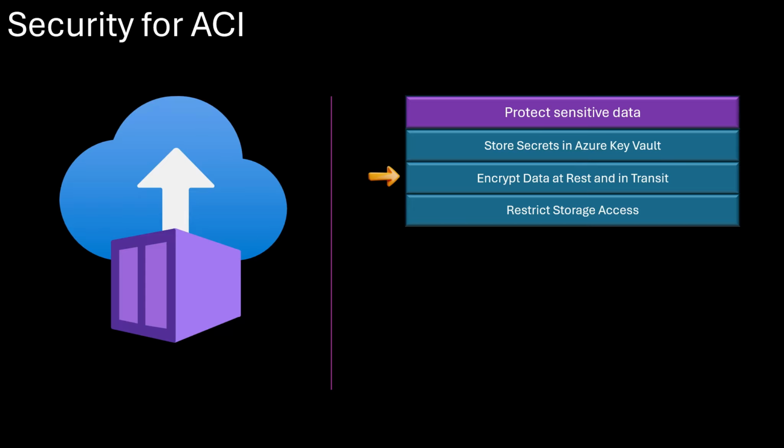You encrypt data at rest and in transit. You should ensure all data stored and transmitted by ACI is encrypted using Azure encryption services. And you restrict storage access. If your containers need persistent storage, limit access only to the necessary workloads using Azure RBAC and storage policies. Bottom line, by securing sensitive data, you prevent unauthorized access and data leaks from your containerized applications.